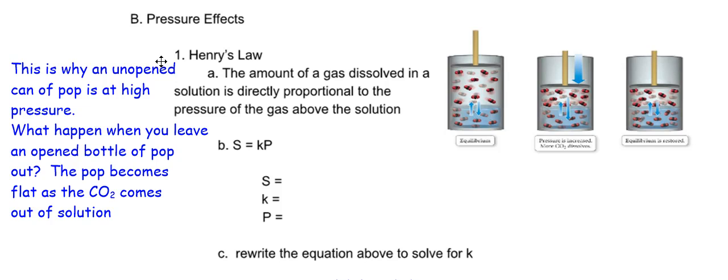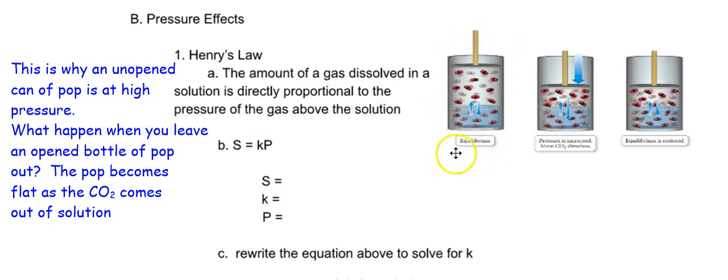So just listening to this reasoning, if you have a high pressure, you have a lot of solubility. You have more gases in solution. As pressure goes down, more and more gas comes out of solution, so solubility goes down. That's a direct relationship, isn't it? The amount of gas dissolved in a solution is directly proportional to the pressure of the gas in the solution.